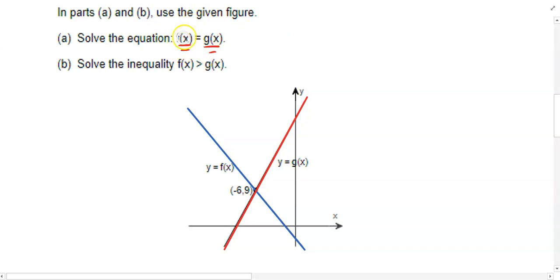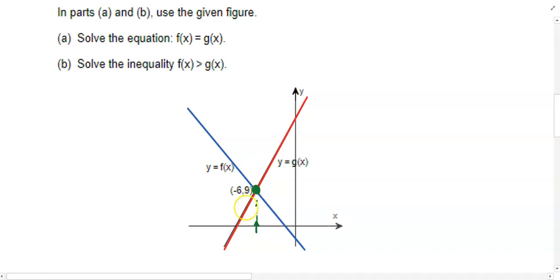So when does the y value of f of x match the y value of g of x? That's fairly obvious right here. The only time that the y-coordinate of the g function and the y-coordinate of the f function are the same for the given x value occurs right at this position.